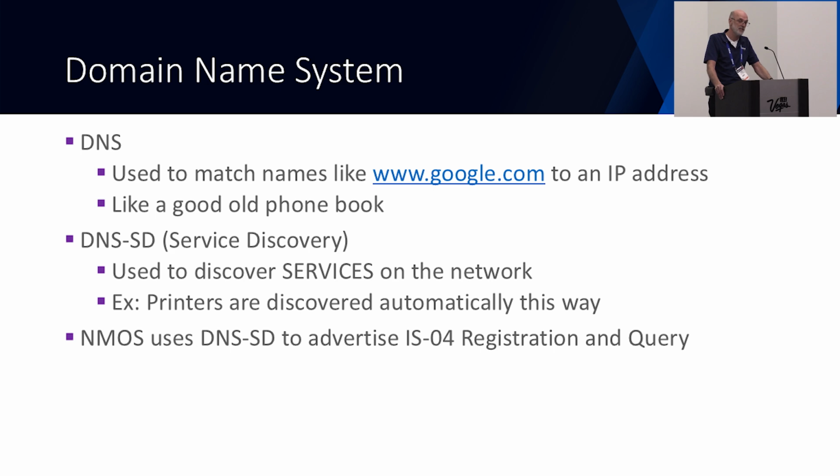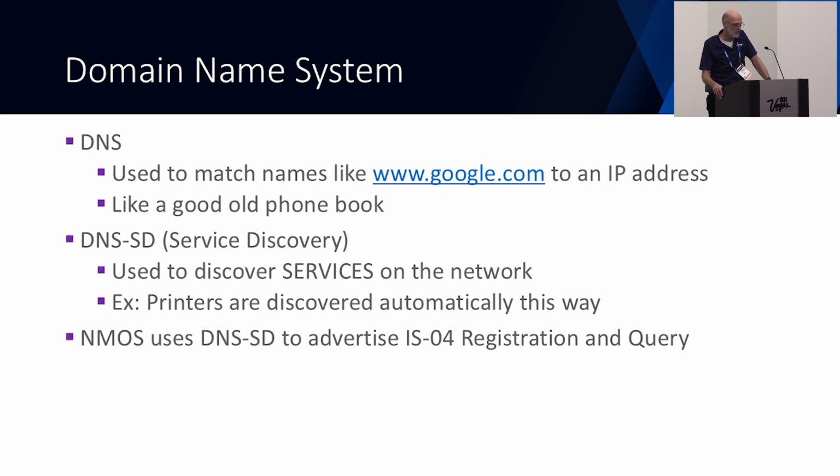The Domain Name System, DNS. It's used to match names like google.com to an IP address. So when you go in your browser and type google.com, it figures out what the IP address is for Google, and your device goes to that address, 172 blah, blah, blah. So it's like a good old phone book, basically. It looks up a name and tells you what the address is.